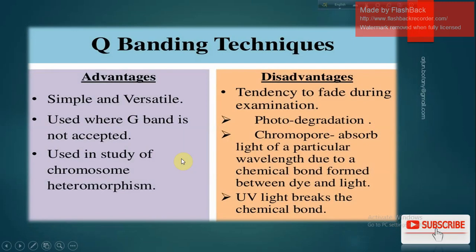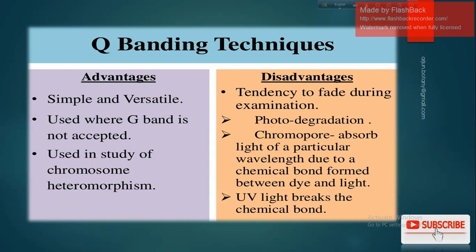Next, what are the advantages? The advantage of Q banding is that it is very simple and versatile, and it is used in all organisms. Q banding is used where G banding is not accepted, because G banding is not accepted in all cases. And we can study the heteromorphism of chromosomes, which is very important. Heteromorphism refers to the functional and non-functional parts of the chromosome, and by this banding we can identify them.